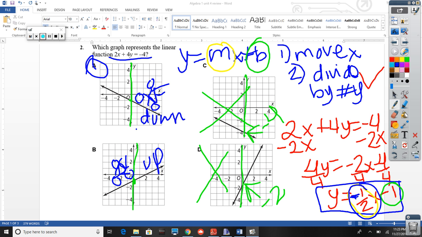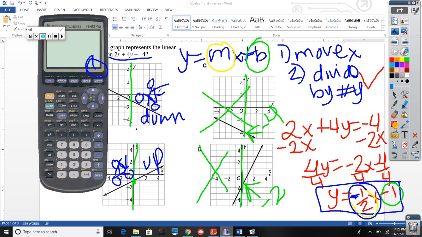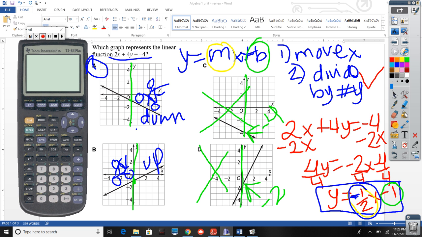Now that's a lot of work. If I didn't want to work that much, I have my best friend, the calculator. All I had to do on my calculator was turn it on first of all, go to y equals, and all I have to do is type it in.